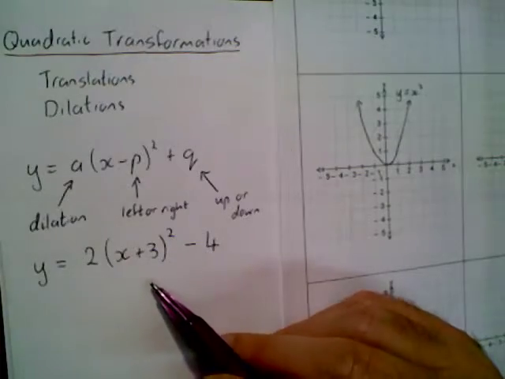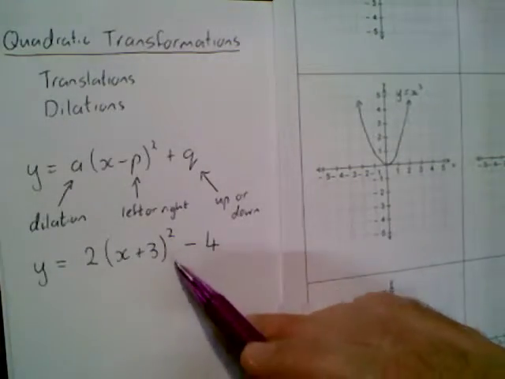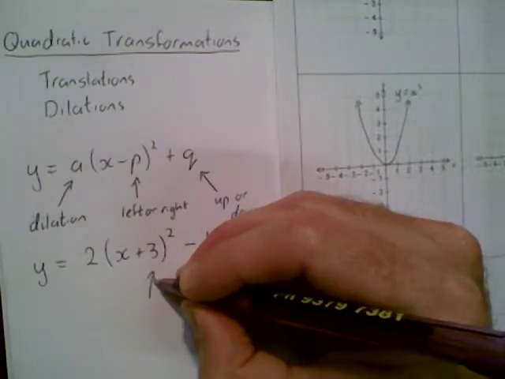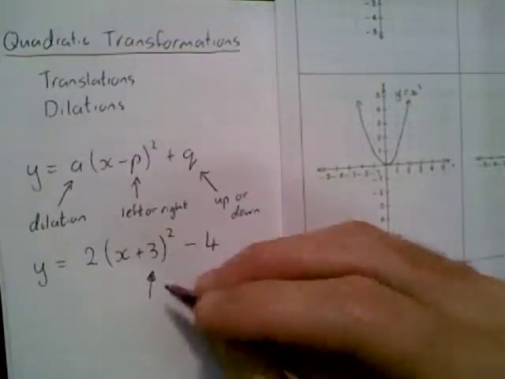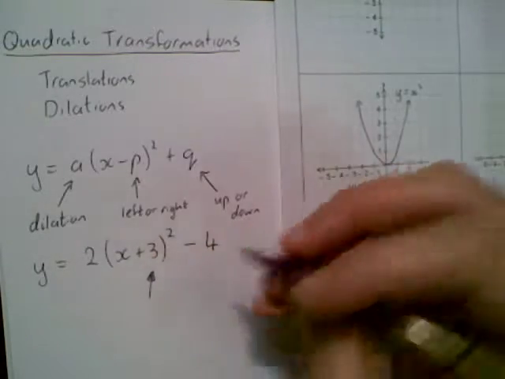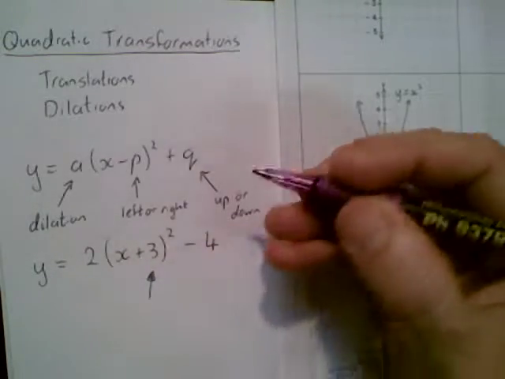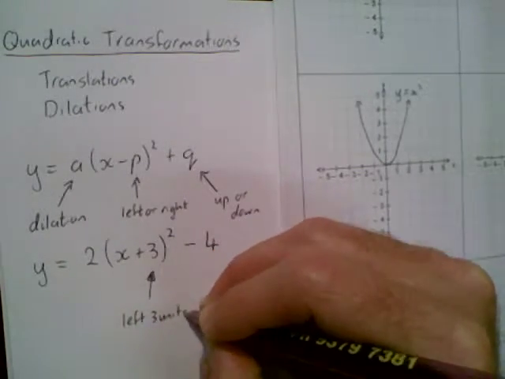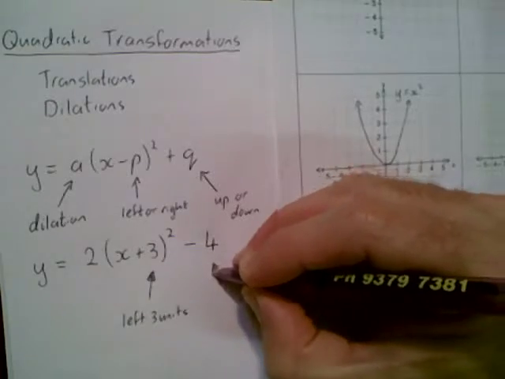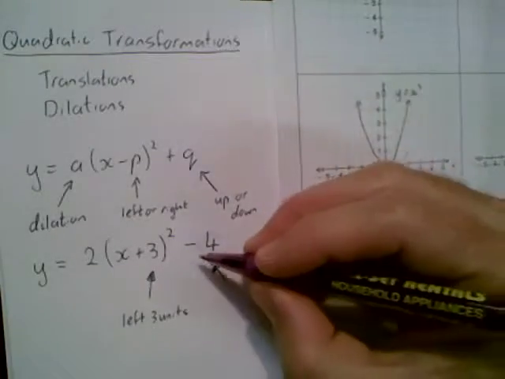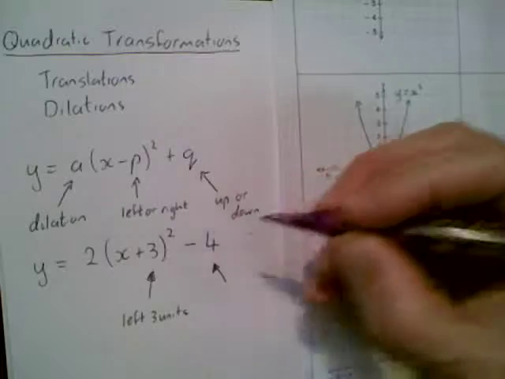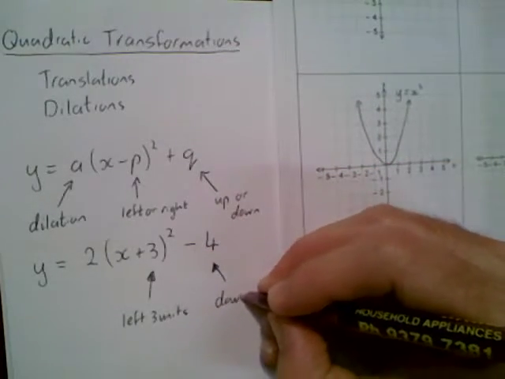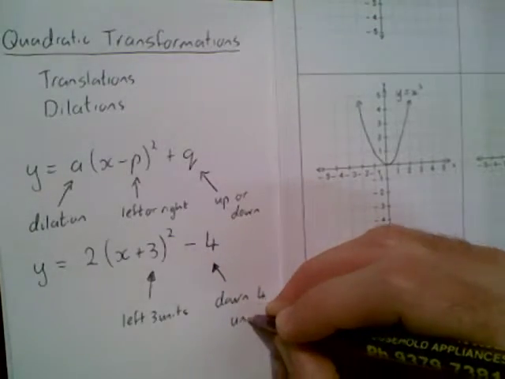Okay, so let's have a look at this equation here, y is equal to 2(x + 3)² - 4. First of all, let's have a look at the translations, the movements left or right. We've got a value of positive 3 here, which actually means it moves in the negative direction. It moves left 3 units. The negative 4, the value outside the bracket, is the movement up or down. And the movement is in the direction that you expect, so this one will move down 4 units because it is a negative value. So it's down 4 units.